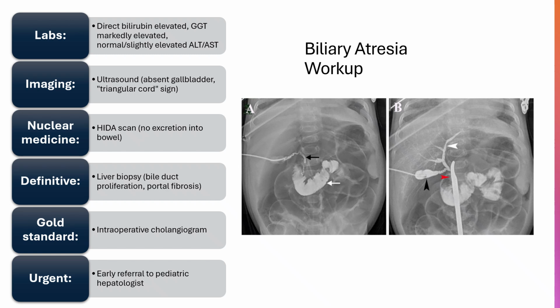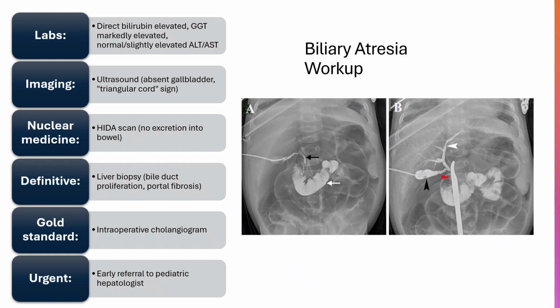Abdominal ultrasound serves as the initial imaging study. While the triangular cord sign at the porta hepatis strongly suggests biliary atresia when present, its absence doesn't exclude the diagnosis. Many infants with biliary atresia have nonspecific ultrasound findings. The gallbladder may appear small, irregular, or absent, though a normal gallbladder can still be seen in biliary atresia. Nuclear medicine hepatobiliary scintigraphy using technetium-99 IDA provides functional information about bile flow. After pre-treatment with phenobarbital to enhance bile flow, the radiopharmaceutical is injected.